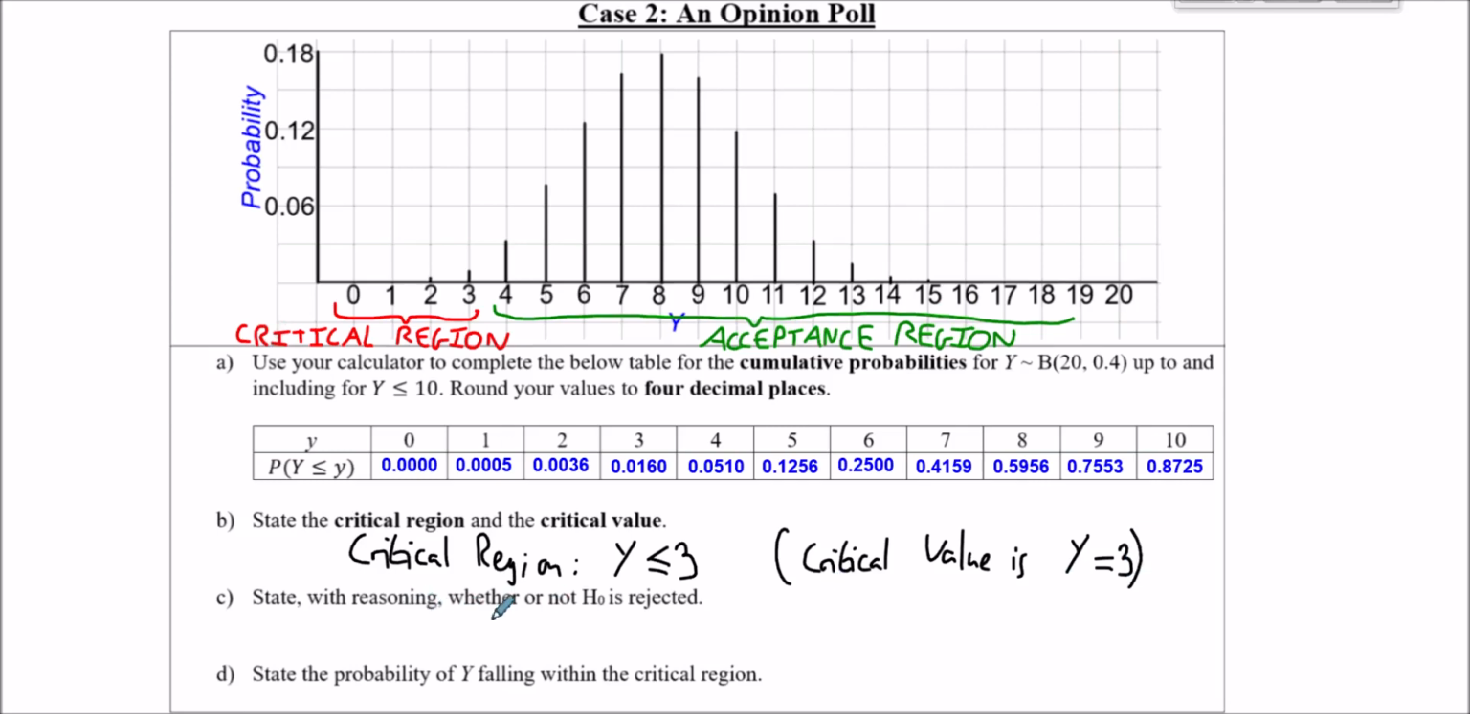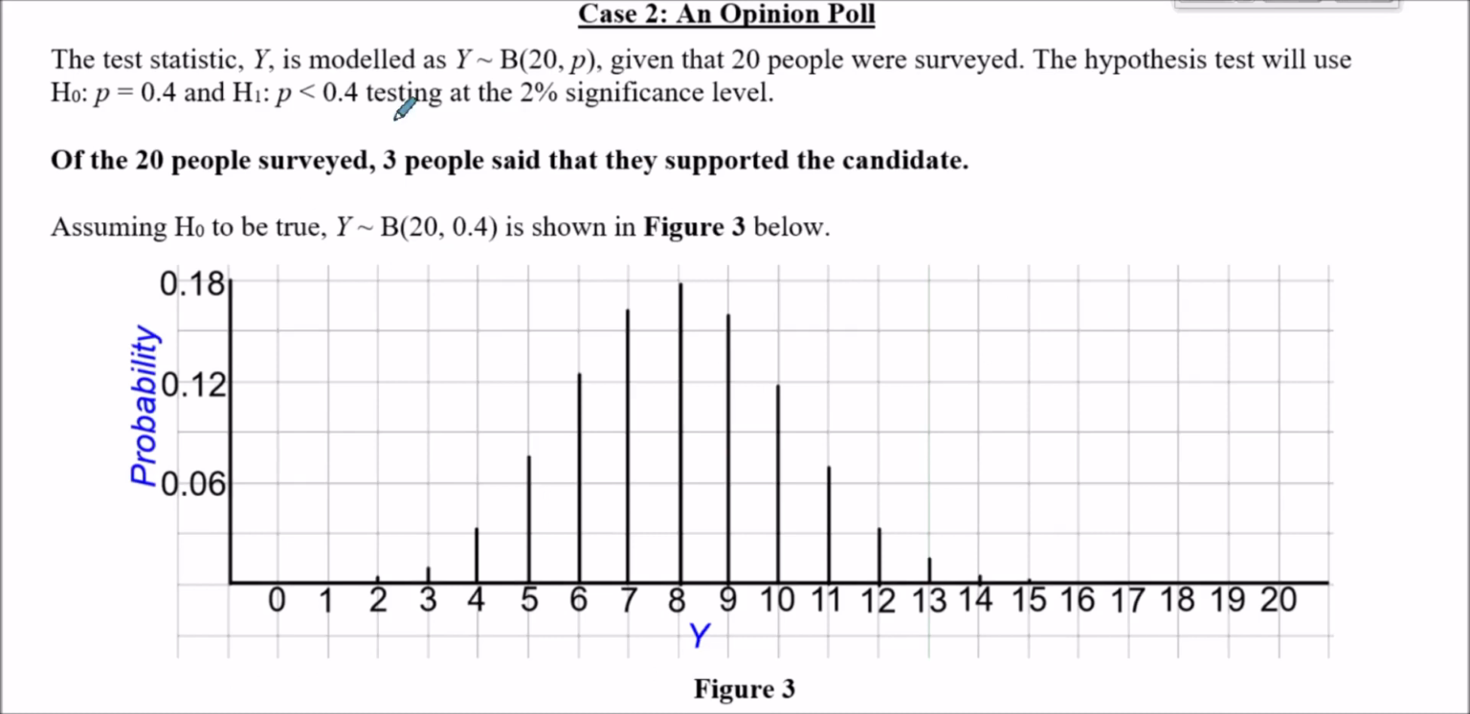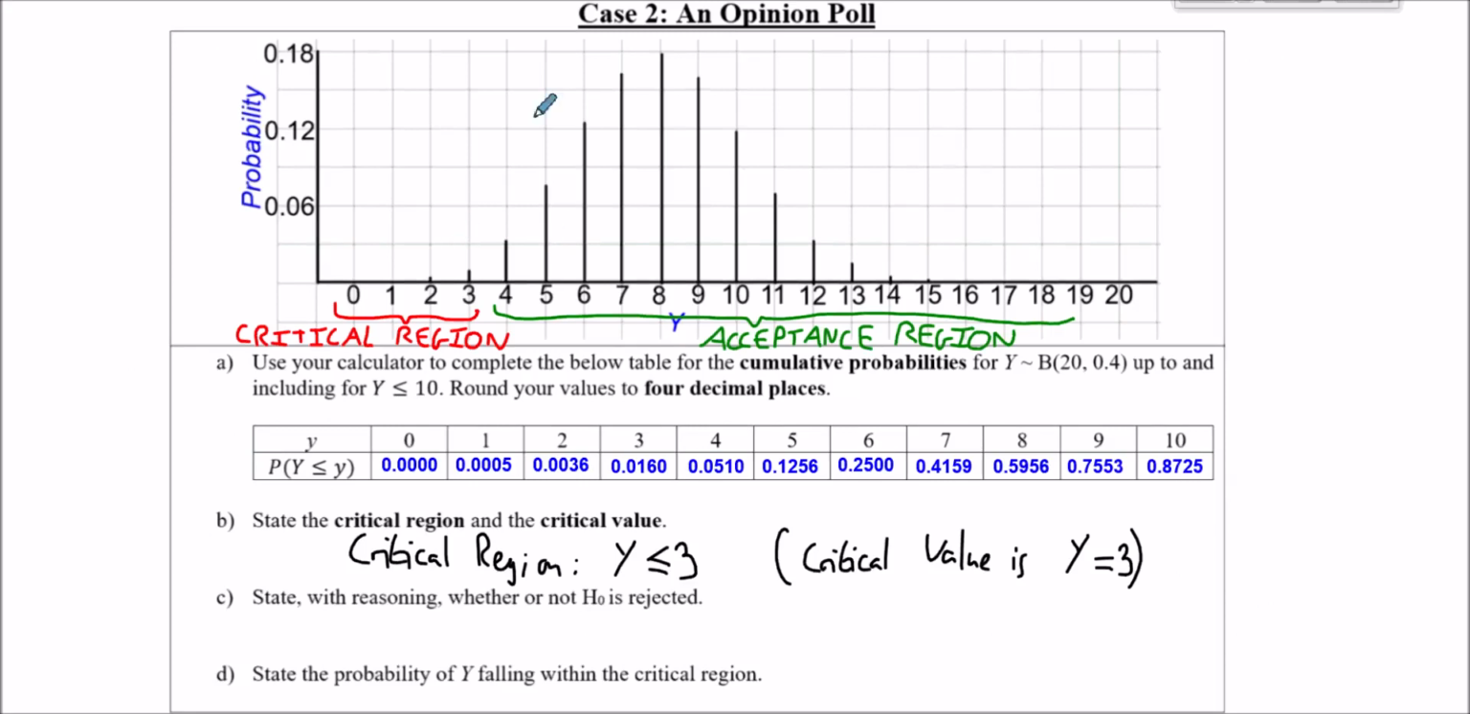State with reasoning whether or not H0 is rejected. Well, if we just go back a second, we can see from what we said before, 3 people supported the candidate. So 3 people supported the candidate, that's this value here, that is in the critical region, therefore we reject H0. And so H0 is rejected.